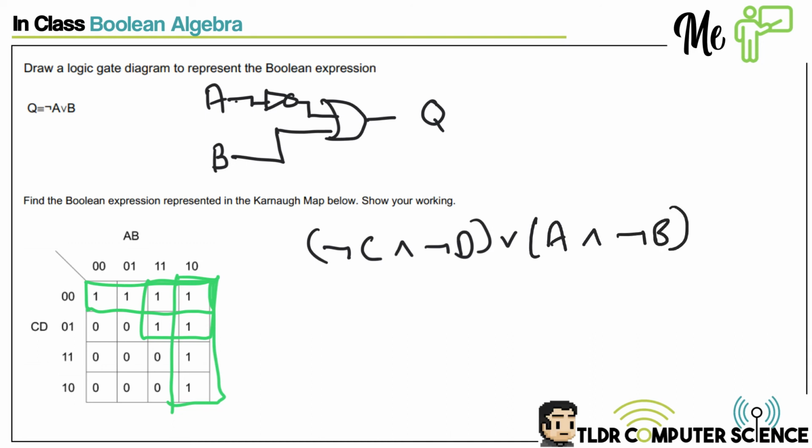Or, is it A? What's this? So it's what stays the same. A and not C. Not C and A. A and not C. Told you that.